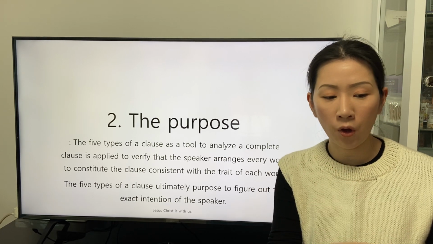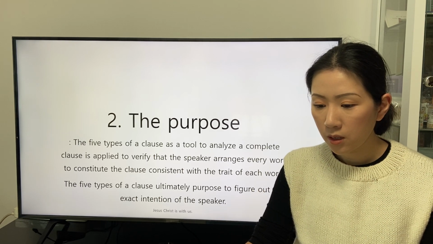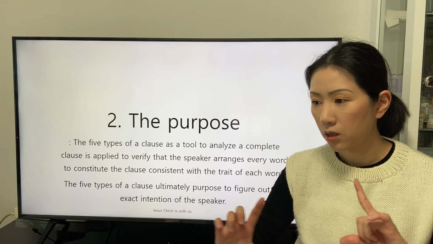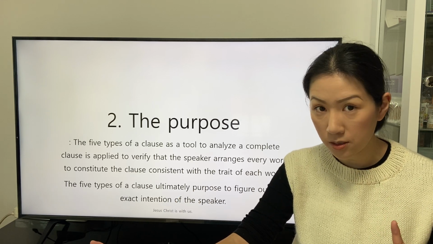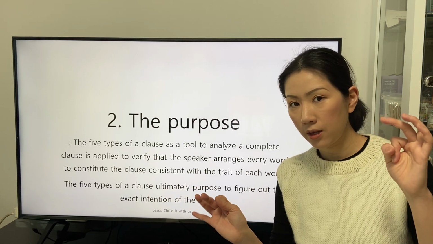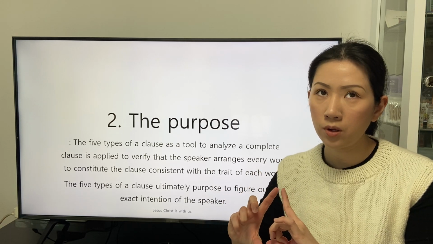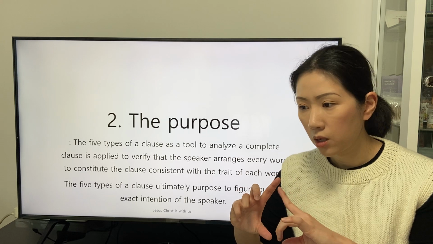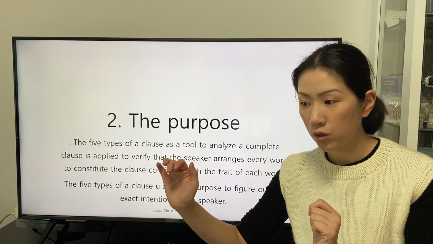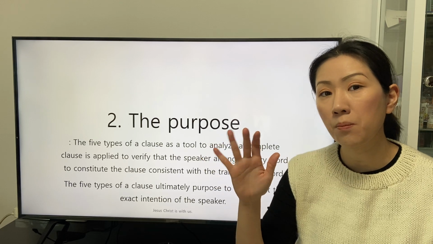According to the trait of each word, the speaker can get help from the 5 types of clauses to arrange every word according to the role needed in the clause to be constituted in the complete form.